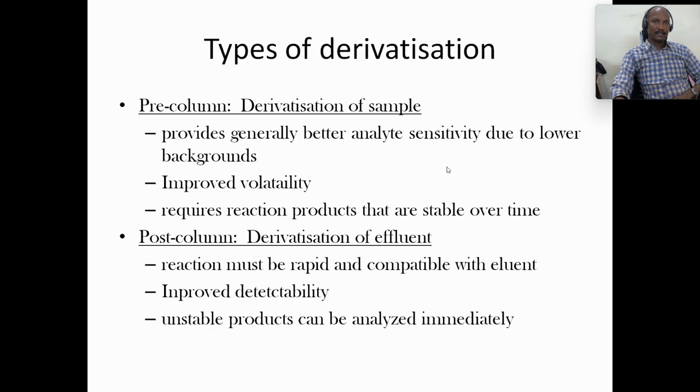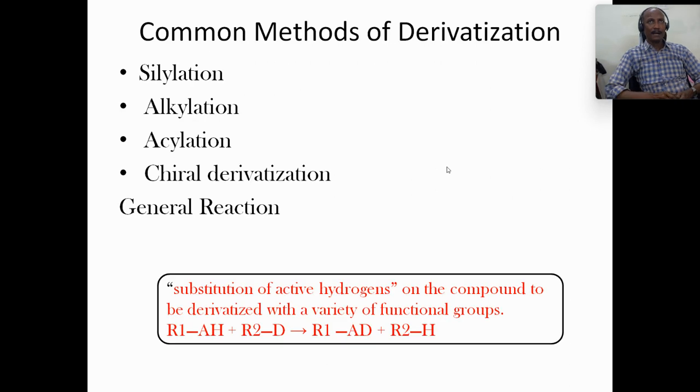What types of derivatization can be done? One is pre-column and the other is post-column. In pre-column derivatization, the sample is derivatized; in post-column derivatization, the effluent is derivatized. These are the two approaches that can be used. Next, what are the common methods of derivatization? The important methods are silylation, alkylation, acylation, and chiral derivatization. All of them have their own advantages.